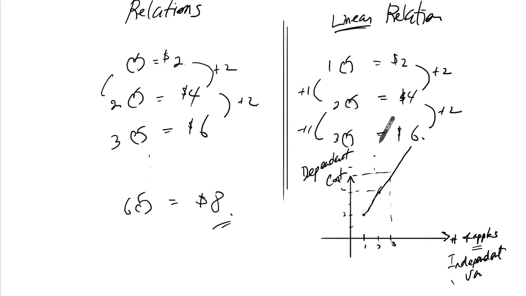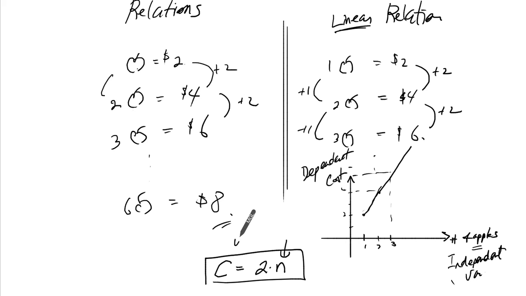Let's try to come up with an equation for this cost. For every apple, it costs 2, so $2 per apple, where n represents the number of apples. So if it's 1, it should be 2. If it's 2, it should be 4. So cost is equal to 2n is the relationship.